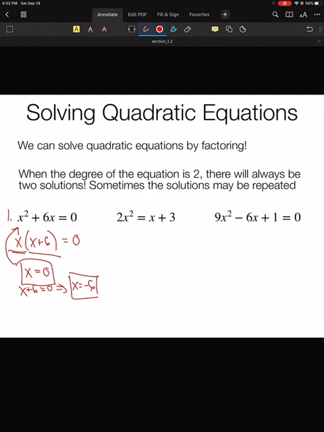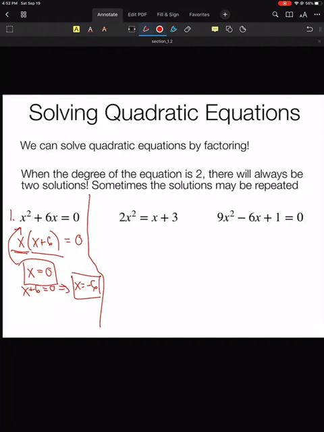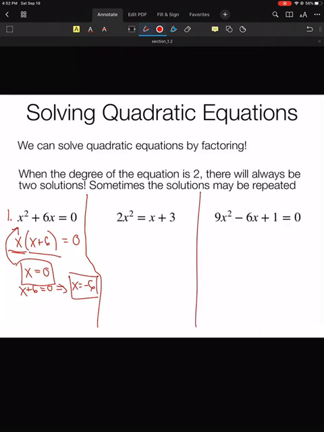Now let's move on to 2x squared equals x plus 3. The problem with this equation that makes it a little tougher than the first one is that it's not in standard form. Everything's not on the left side. So let's put it into standard form. I want everything on the left, so I need to subtract an x and subtract a 3. And I get 2x squared minus x minus 3 equals 0.